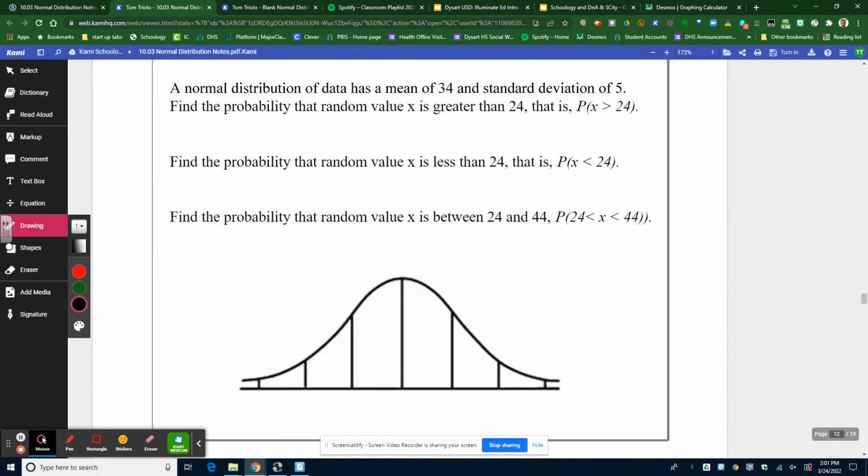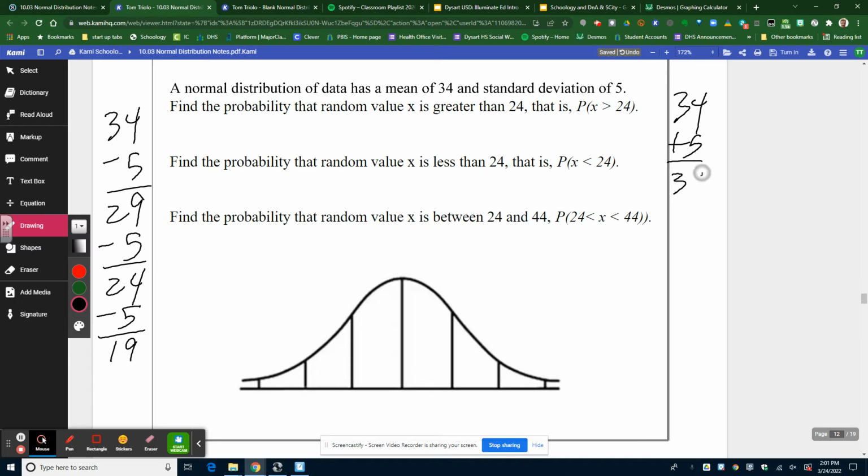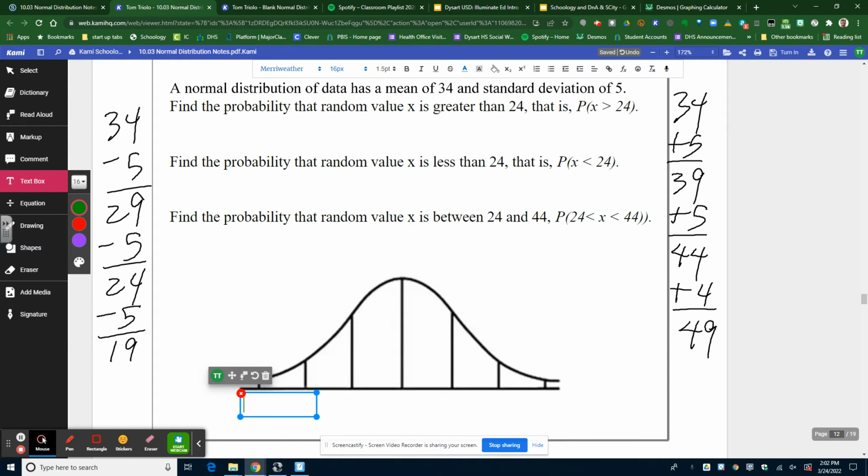So I got 34 minus 5 3 times. 34 plus 5 3 times. That looks like a 6. 34 is the middle. Once I have my 6 numbers, including my 7th, which is my mean, put them in the text box, start in the far left. Smallest number, and just keep, basically I can just keep adding 5s.